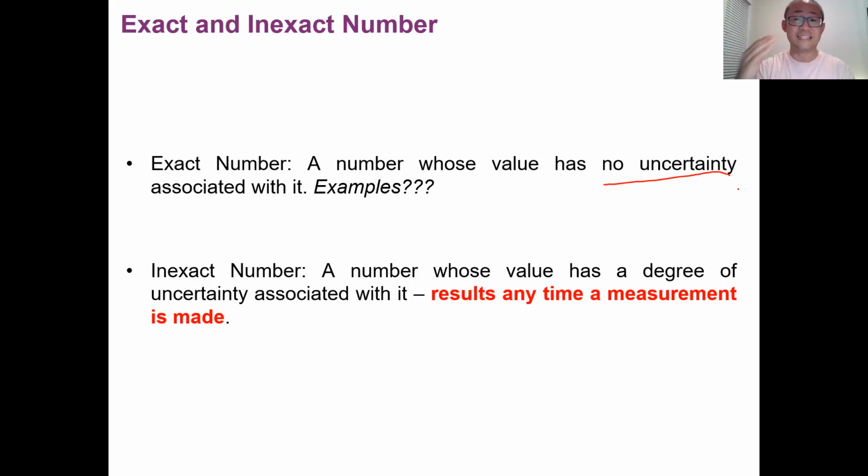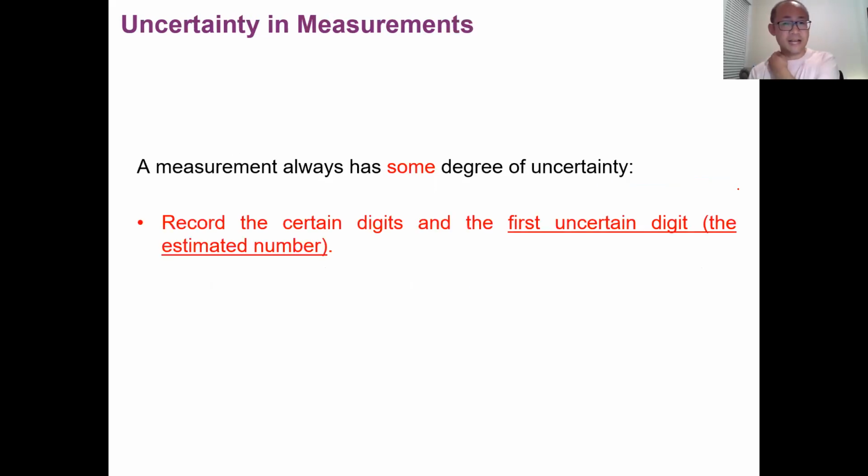One type is exact. They're not from measurement. But if you get a number from measurement, any type of measurement, anytime a measurement is made, those numbers are called inexact numbers. And inexact numbers, or numbers from measurement, always have some degrees of uncertainty. So what does it mean, uncertainty? We're going to see that right now.